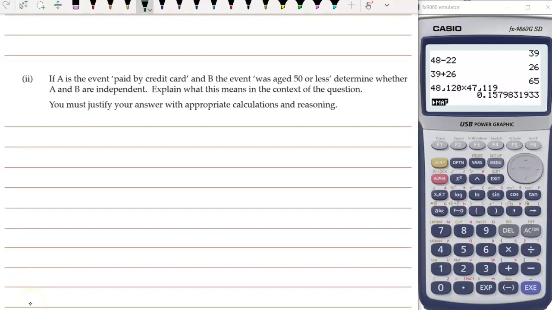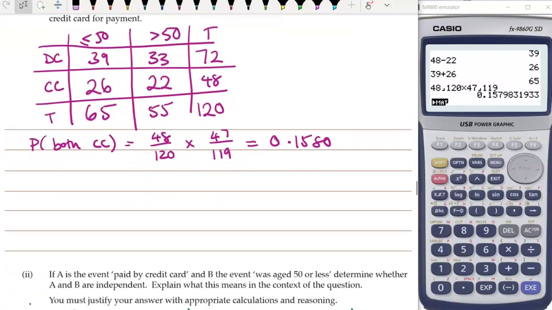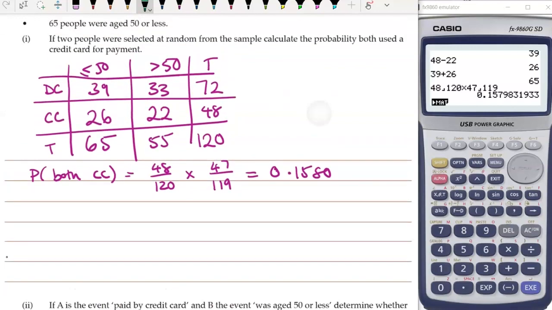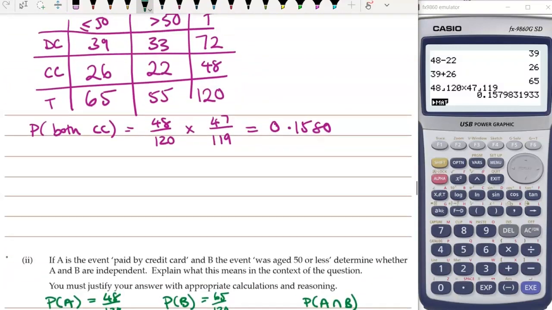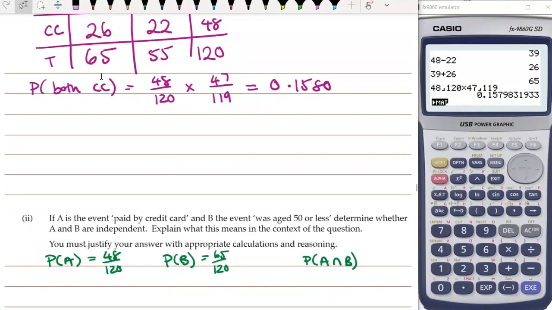Part 2, we're checking for independence. For this one, we're checking if the probability of A times the probability of B is equal to the probability of A and B. Okay, so A is paid by credit card. So chance of paying by credit card is 48 out of 120. B is 50 or less, so they are 65 out of 120. And then both paid by credit card and 50 or less is 26 out of 120.